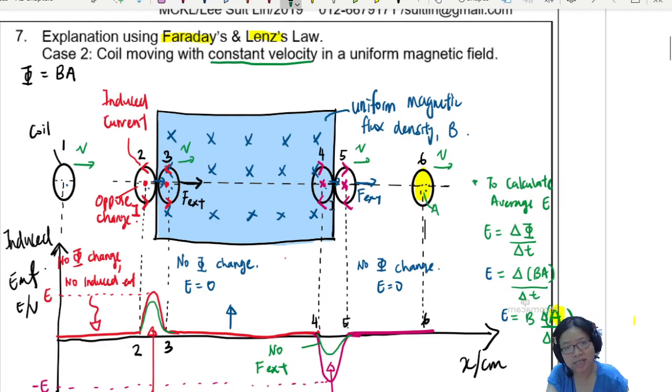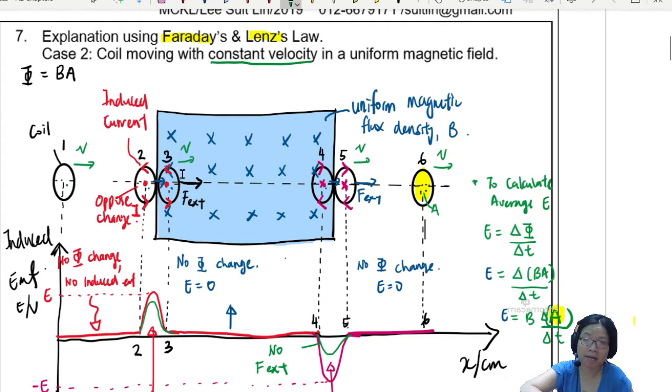When the coil is about to exit, there is a change in flux. This is a decrease in flux from 4 to 5. So if from 4 to 5 there's a decrease in flux, then the current will flow in the opposite direction to oppose the decrease. External force is needed to maintain the same speed. Otherwise, the coil will move slower because kinetic energy has to convert to electrical energy.